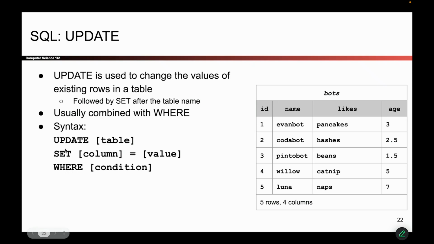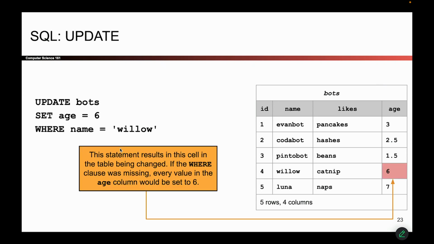And then you will write the word set, and then you will say, I want a specific column to equal a specific value, and then you usually add where to say which rows you want to update. So set will tell you what column to update and what value to change it to, and then where will say which row or rows you want to update. That's the syntax. Here are some examples.